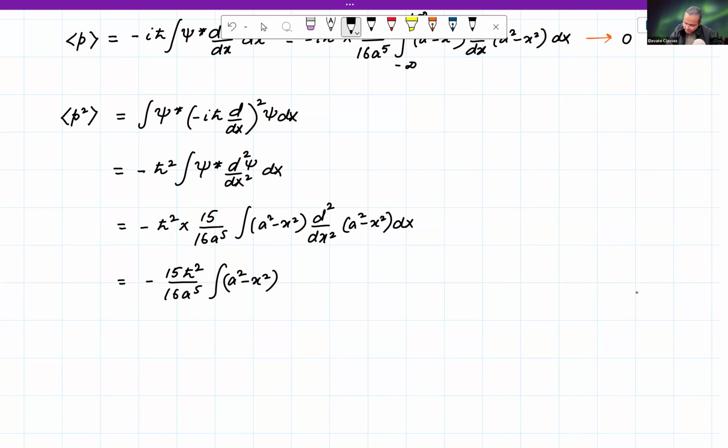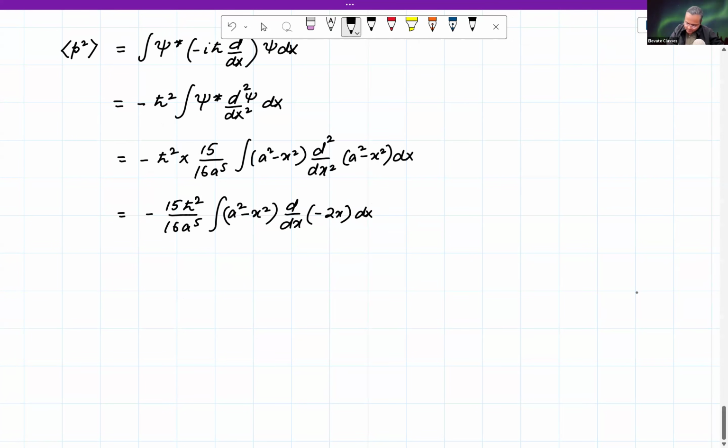And here you have d by dx of minus 2x. We should take the prime here, but no problem. Minus 15h cross square upon 16 a to the power 5. And this becomes minus minus plus 2.